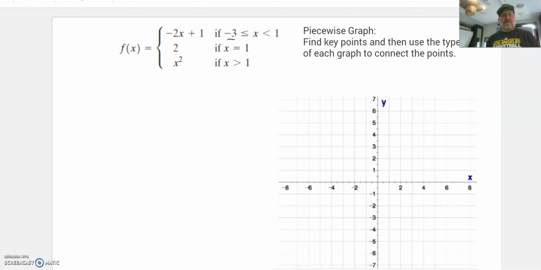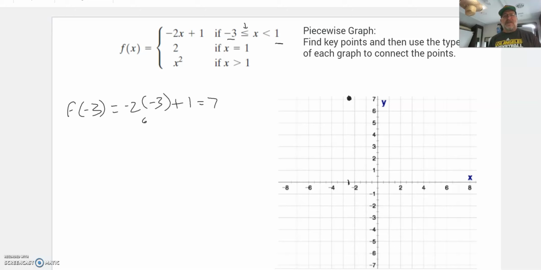Let's take a look at -3 first. What happens at -3? If I evaluate the function at -3, I use the restrictions at the top, and notice that I have to put it in the first function. That looks like -2 times -3, which is 6, plus 1. That's a 7. So at -3, I have an output of 7, and it's a solid dot. I'm going to put a solid dot there. The reason it's solid is, again, it says it's equal or greater than -3.